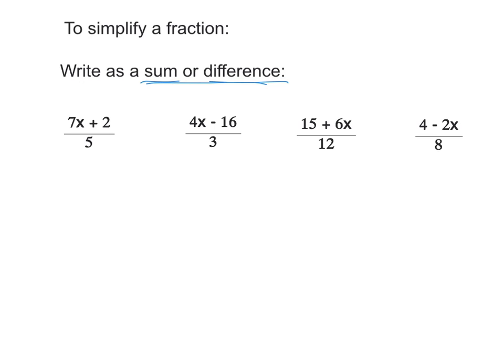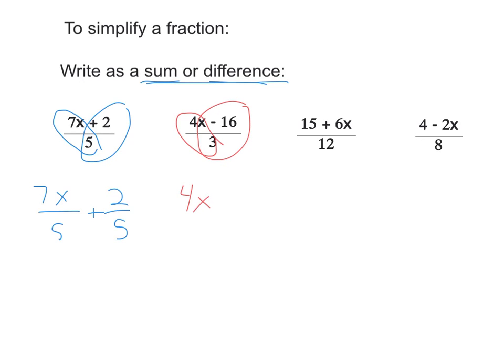Since this first one is 7x plus 2 over 5, what we are allowed to do is break it into two smaller addition problems. So we can make it 7x over 5 plus 2/5. That's equal to the original fraction. For the second fraction, if I break it down, I have 4x over 3 minus 16 over 3. For the third fraction, if I break this down, it's 15 over 12 plus 6x over 12, excuse me.